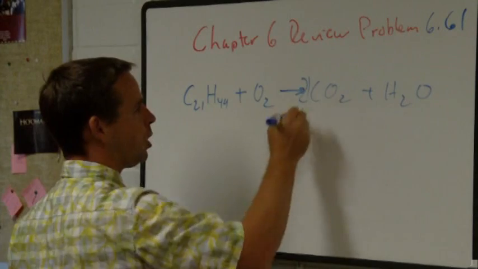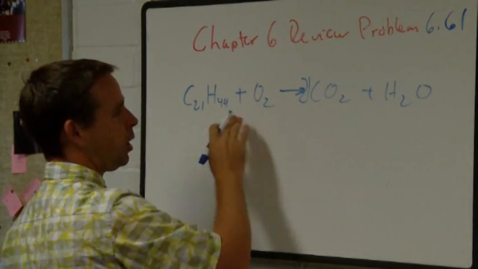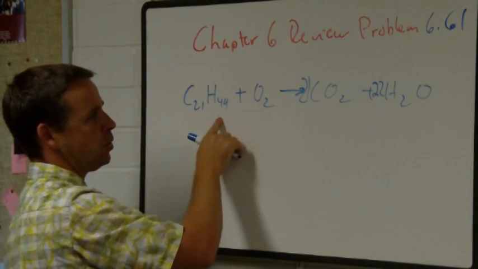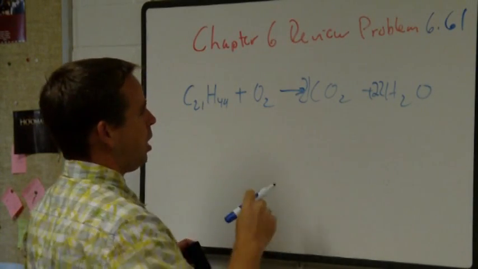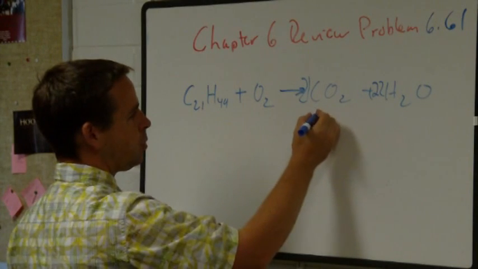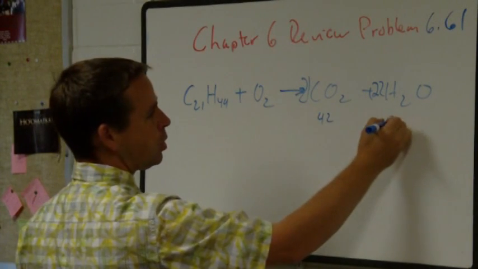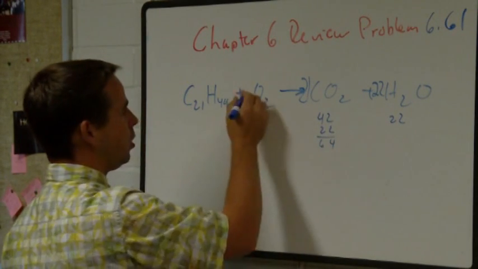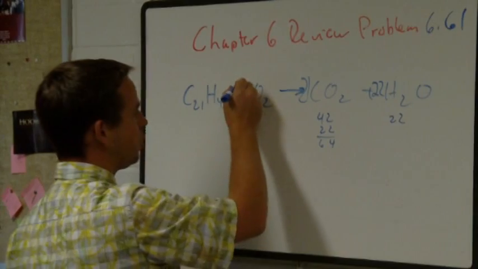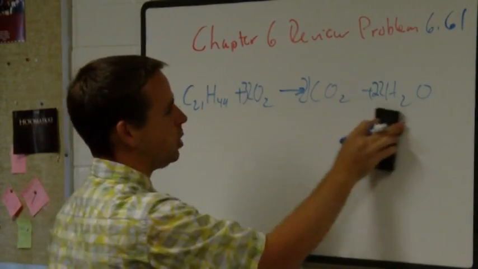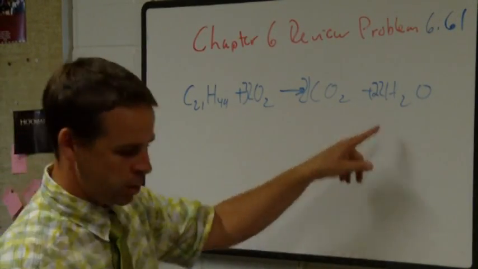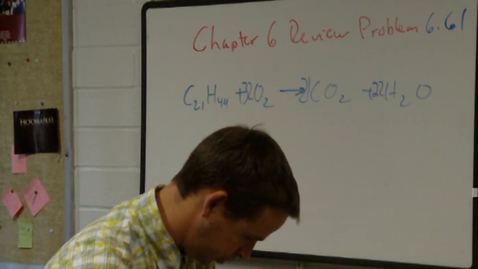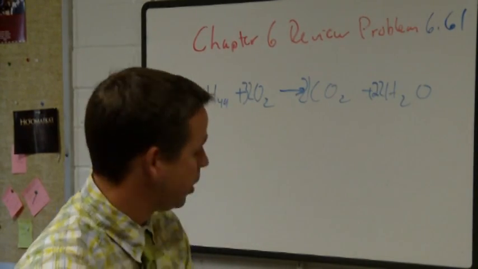We need to have 21 carbons here. We need to have 22 waters to get 44 hydrogens, right? All right, how many oxygens do we need? 21 times 2, that's 42 here, and 22 here. So we need 64. Oxygen, half of 64 is 32. So that should be it. 1, 32, 21, 22. All right, good.